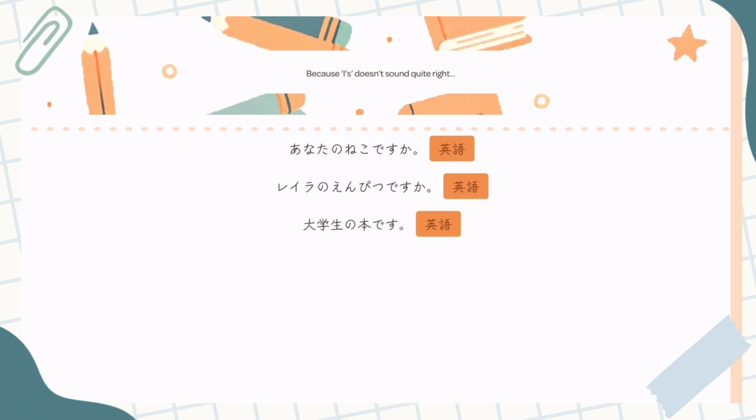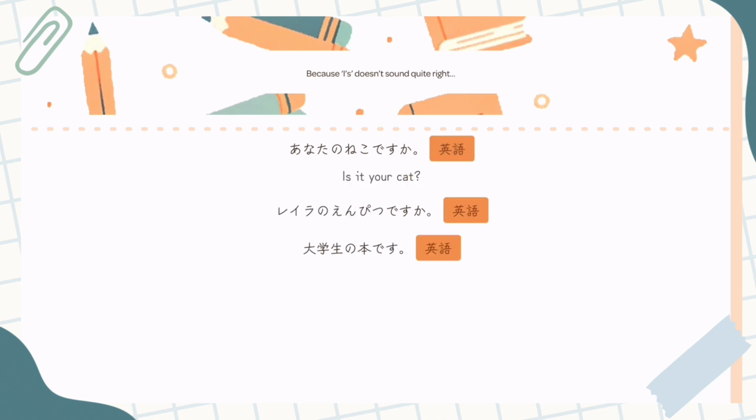Okay, let's go. Anata no neko desu ka? Is it your cat? Anata no, yours. Neko, cat. Desu, it is. So anata no neko desu ka? Is it your cat? We got the ka particle on there, changing the sentence Anata no neko desu, it is your cat, into a question. Anata no neko desu ka? Is it your cat?